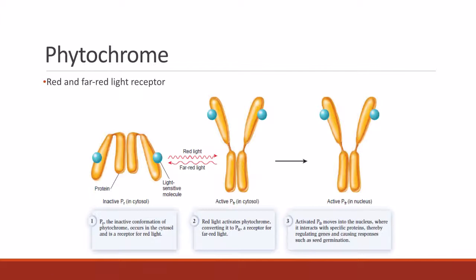The first stage, PR, is the inactive conformation of phytochrome, and it occurs in the cytosol and is a receptor of red light. In step 2, red light activates the phytochrome, converting it to PFR, a receptor for far red light. In step 3, the active PFR is moved to the nucleus where it interacts with specific proteins, thereby regulating genes and causing responses such as seed germination.